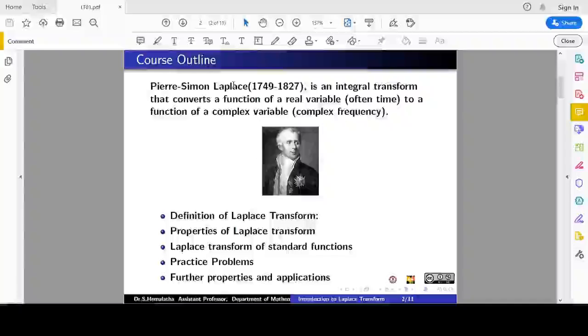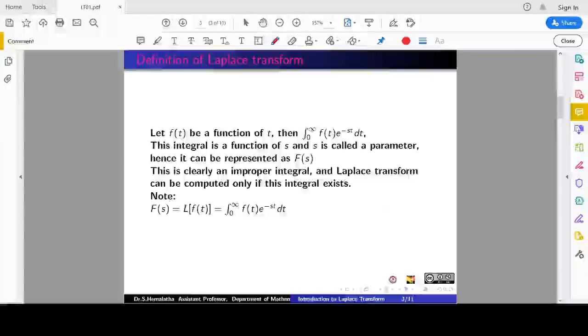The person Pierre Simon Laplace invented this, which is basically an integral transform which could convert a real to a complex variable function. So this part gives you the definition of Laplace, its properties, and the derived formulas of some standard quantities, and we'll move ahead with solving some problems in this. We'll start with the very basic definition of Laplace.